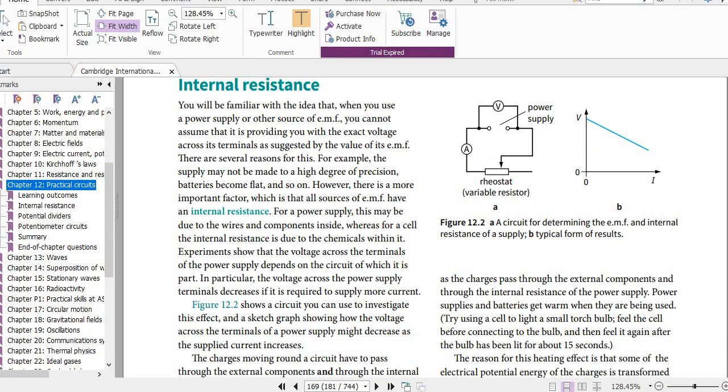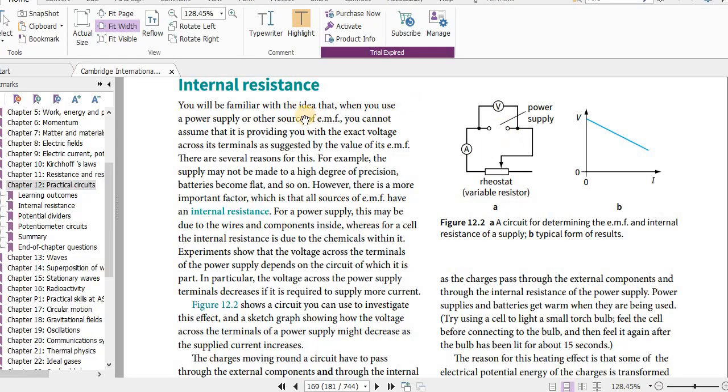And by the way, the EMF is not equal to the potential difference across the cell or power supply if it has an internal resistance. If it doesn't have internal resistance, which is what you would have seen so far, the EMF is equal to the potential difference or voltage across the power supply or battery. But when there is internal resistance, the EMF is greater than the potential difference across the power supply, which we call the terminal potential difference.